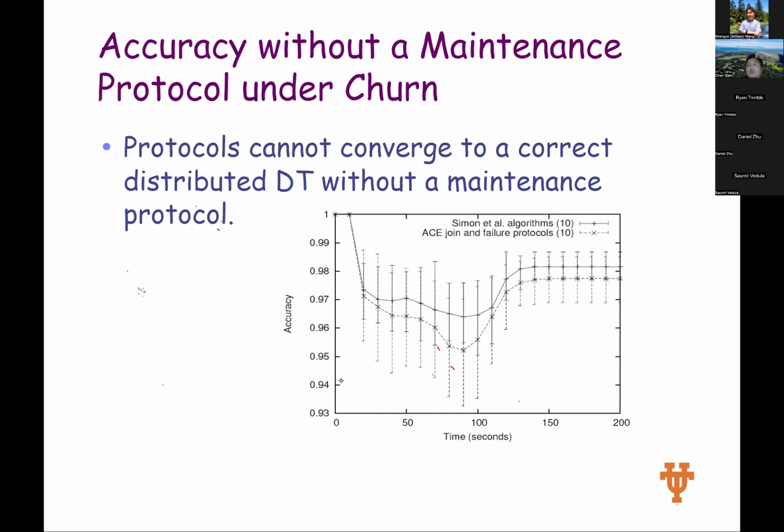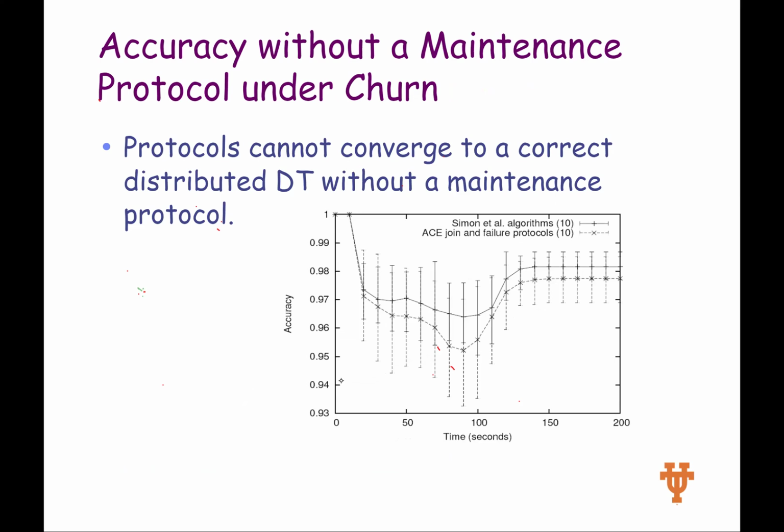And here we have churn. What is churn? Churn means we have leave, join, and failure at the same time. During roughly 10 seconds to around 100 seconds, there is churn. And after that, the churn stops, and it doesn't run the maintenance protocol. It only runs the join and failure protocol. So it will converge to 98%, 99%, but it cannot converge to 100%.